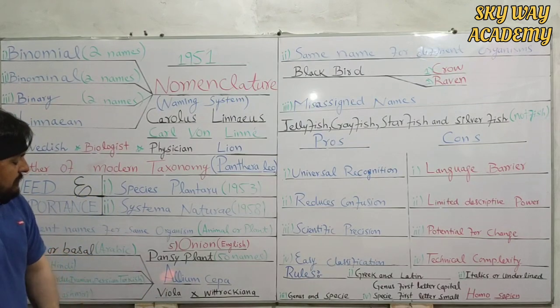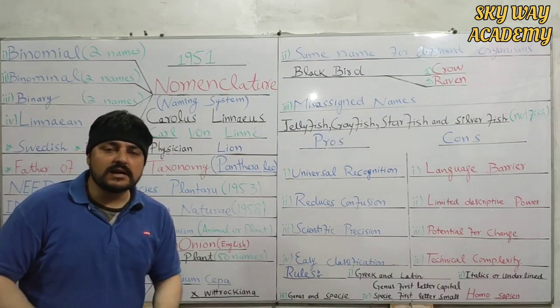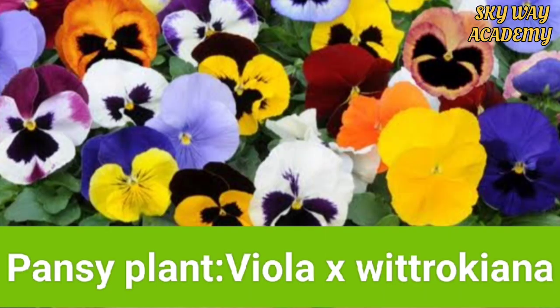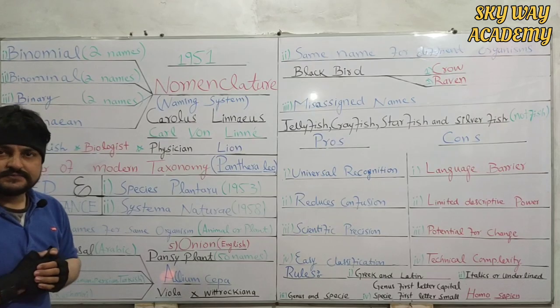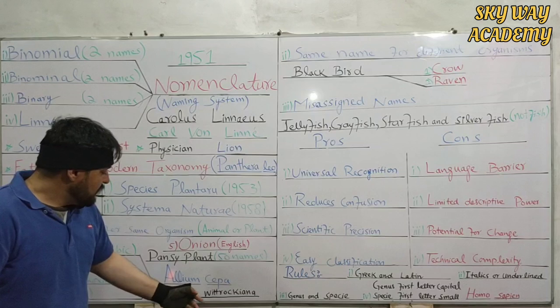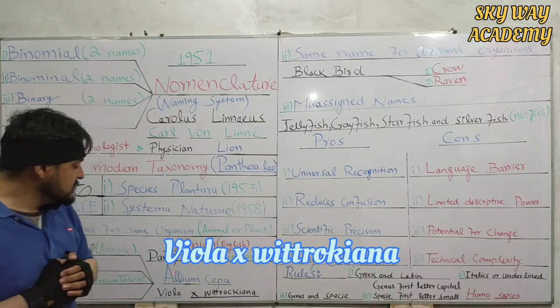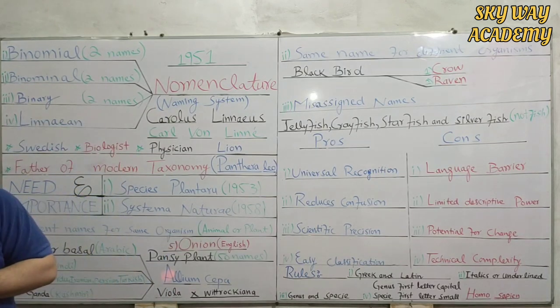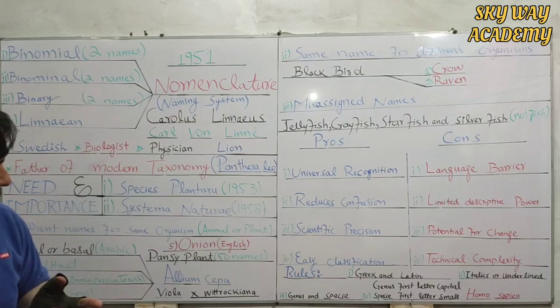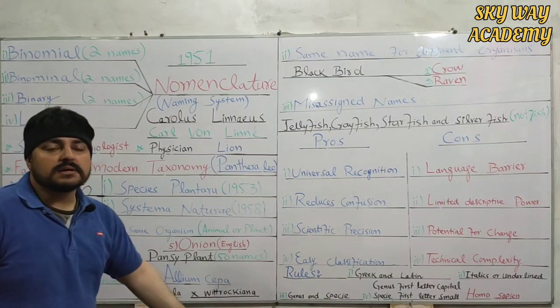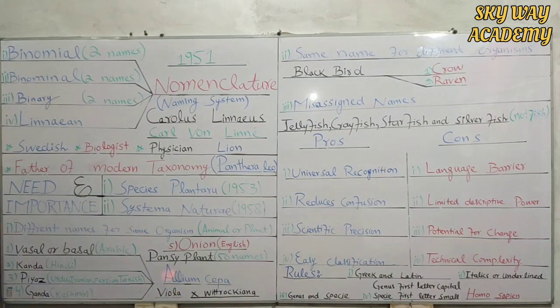Let's take another example, the pansy plant. As you can see in the picture, the pansy plant, especially in England, has more than 15 names. One of them is tricolor, while its scientific name is Viola x wittrockiana. Now the confusion has been cleared because a single scientific name has been given.